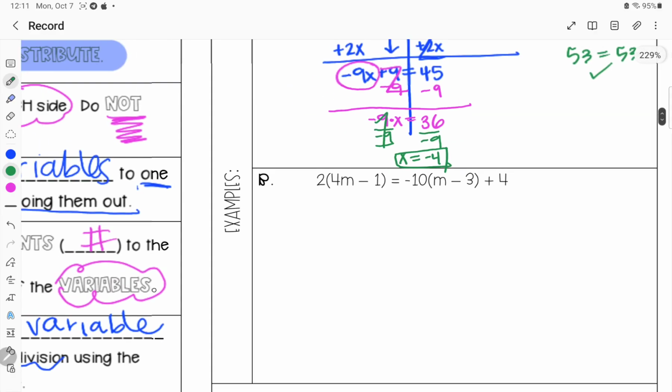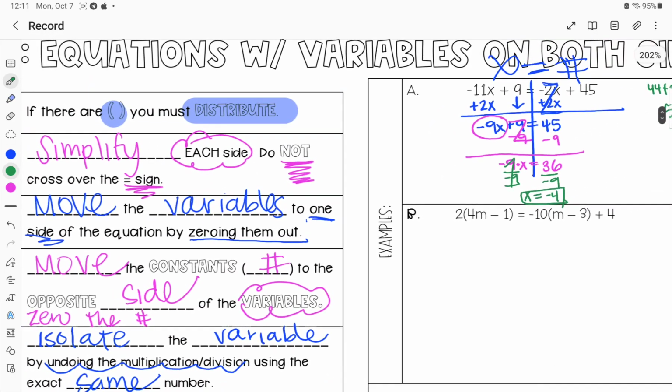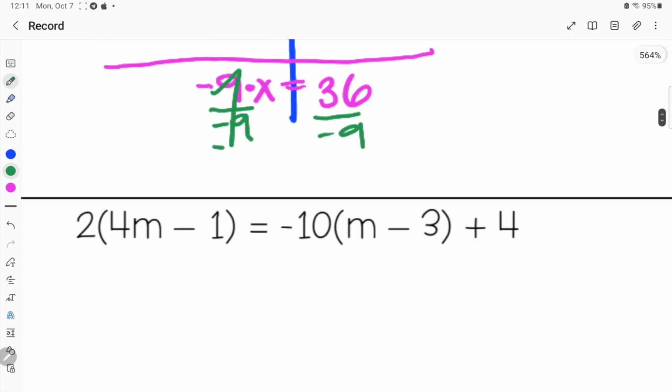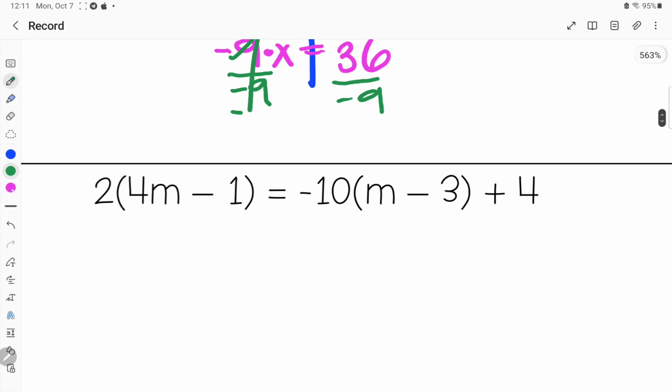All right, so I'm going to go through the steps as we do this. Step number 1, we look if there are parentheses and we need to distribute them. Now I'm going to erase this just so you can see as I work on it. I know that there are 2 sides to this. I have my left-hand expression, I have my right-hand expression. I also can see that I have parentheses on both sides.